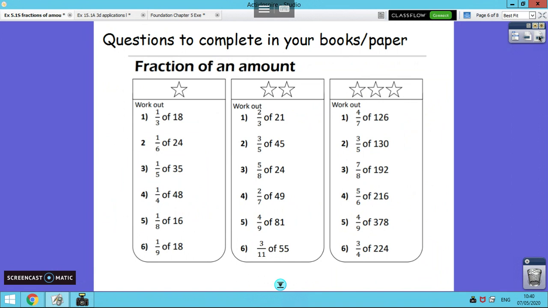Okay, so if you want a challenge, you can do 3 stars. But if you think you're happy with just doing 1 and 2 stars, that's absolutely fine. But you do need to do this one and this one. Only do this one if you want a challenge. I'll write a little challenge at the top here. Remember, my handwriting is like a 3-year-old because I'm using my finger, okay? So those are the questions I'd like you to do in your books.